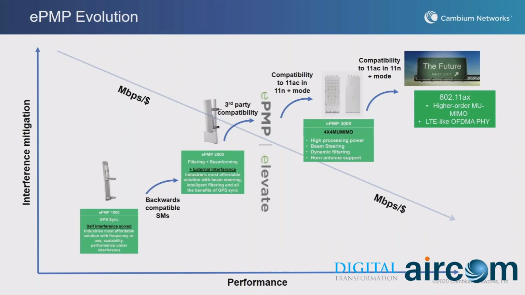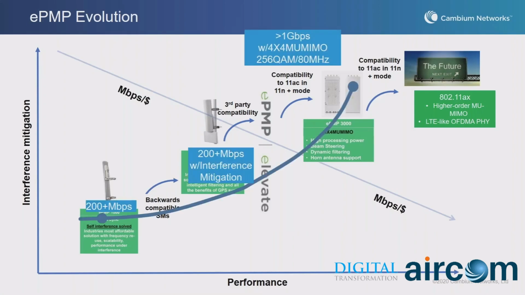So now with the ePMP in terms of capacity, ePMP 1000 and 2000 will give you up to 200 megabits per second per sector, whereas the ePMP 3000 would give you up to a gigabit per second per sector, depending on some factors that I'm going to tell you in the next slide.